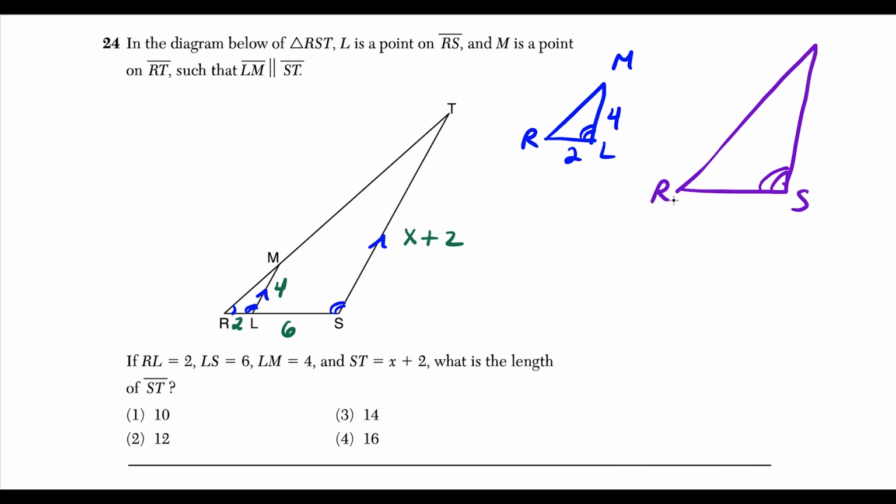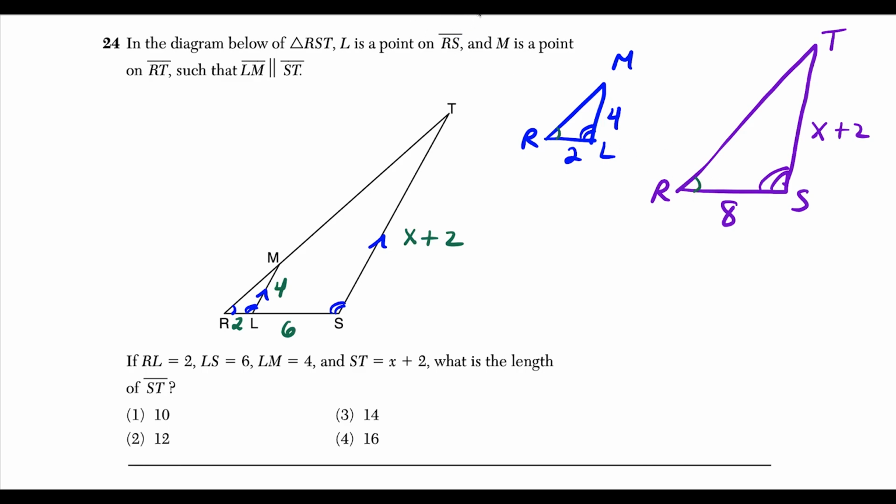So we have triangle RST. So those two angles match up, and we have to be careful. RS is going to be 2 plus 6 units long. It's going to be 8 units long. And then ST is x plus 2 units long. And once again, the angle they share in common is angle R. So you could see these two triangles have angle-angle similarity.